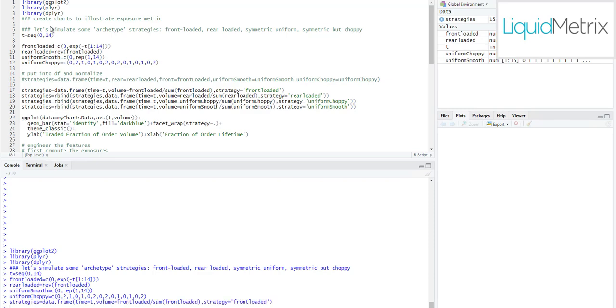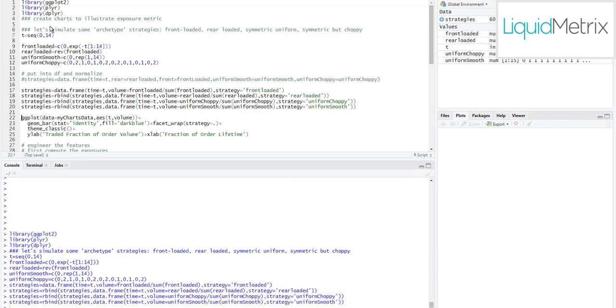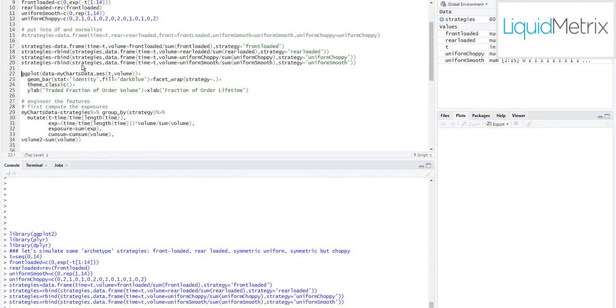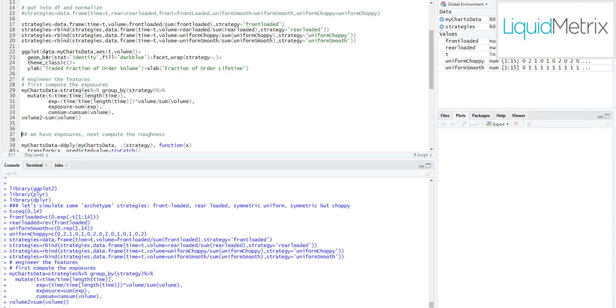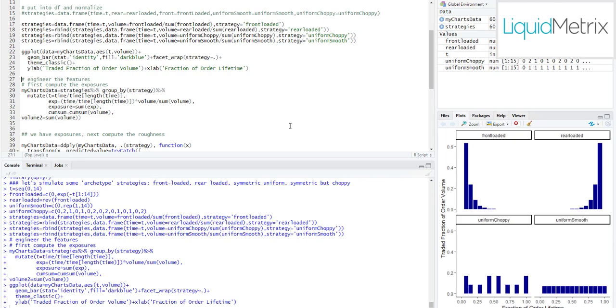We'll take those strategies and put them into a data frame. And then the next thing to do is to create the actual features. I'm going to do that down here. So I've got a data frame that I'm going to store the information in. I'm going to take the strategies. I'm going to group by the actual strategy, whether it's front-loaded, rear-loaded, uniform choppy, or uniform smooth. And I'm going to calculate what really amounts to the time-weighted unfilled portion of the order. So let me just do that here. And I'm going to go up here and I'm just going to plot that so that we can get an idea of what our trading strategies look like.